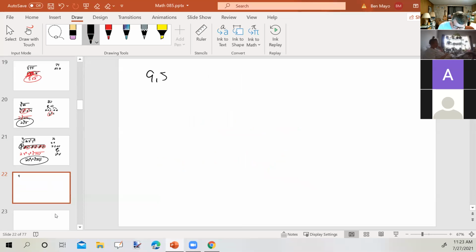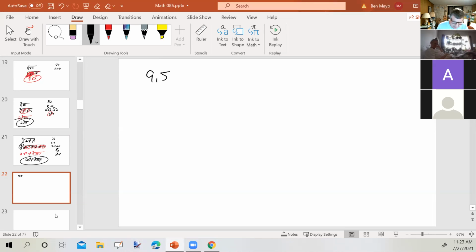9.5, solving radical equations. If you have an equation with one radical, isolate that radical term before doing something to both sides of the equation. If it's a square root, square both sides of the equation. If it's a cube root, cube both sides of the equation.